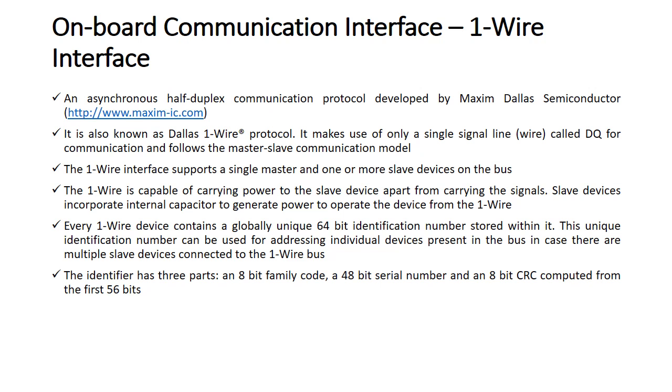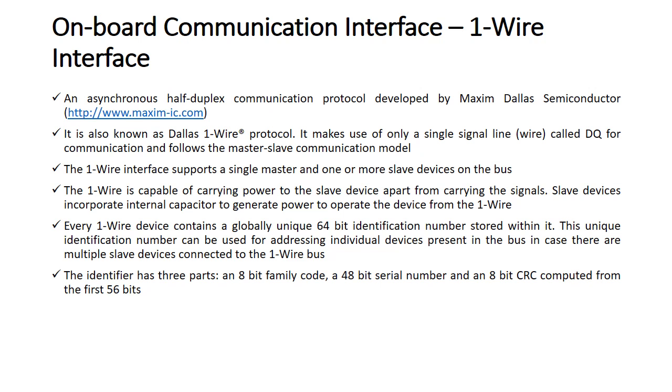The one wire is capable of carrying power to the slave device apart from carrying the signal. So this is one special thing about the one wire interface. Not only the data, it also carries a power signal from master to slave. Slave devices incorporate an internal capacitor to generate power to operate the device from the one wire. So the slave devices will have an internal capacitor which will act as a battery. The power sent by the master acts as a charging current which charges the capacitor and stores it for usage.